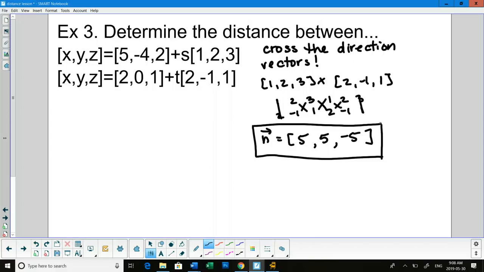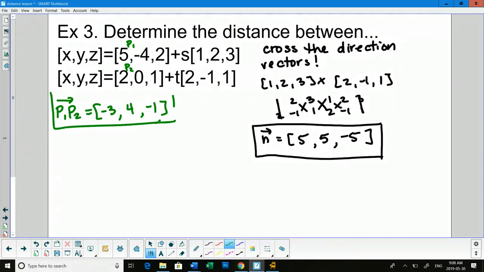And then I need my P1, P2. So how can I find my vector P1, P2? You just use the points. Yeah, we have a point number 1 and we have a point number 2. Perfect. So I'll just do 2 minus 5, 0 minus negative 4, and 1 minus 2. So I can use that as well. Okay, so now we're just going to do the same thing that we did on all the other questions. We'll find the distance by doing that projection.